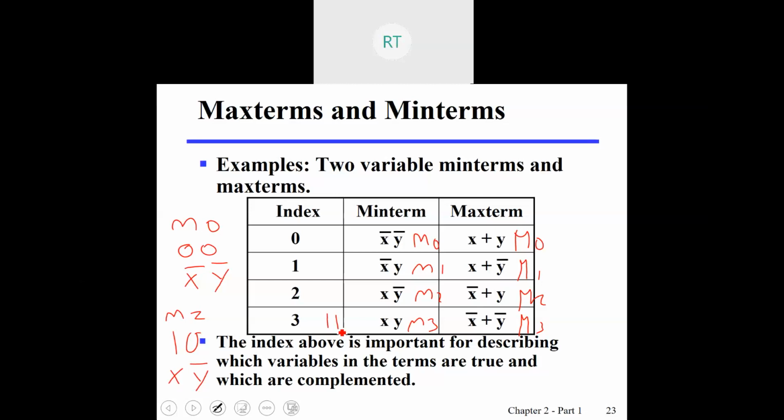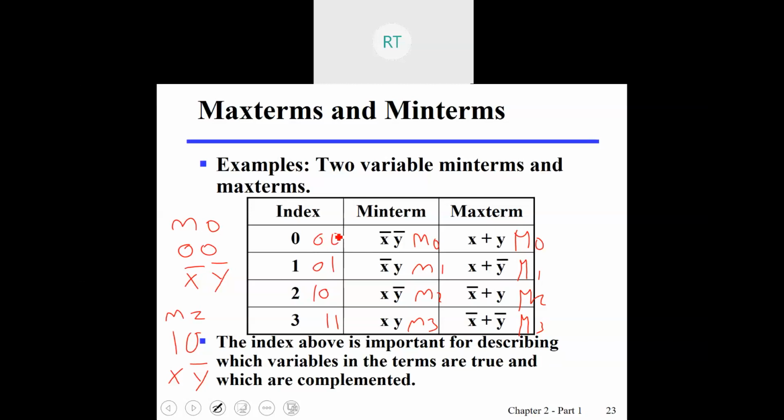This is 1, 0. So I have an X, I don't have a Y. This is a 0, 1. I don't have an X, I have a Y. And this is 0, 0. It is actually X bar, Y bar. You got the idea? We move to max terms.